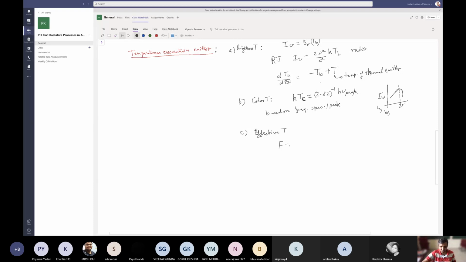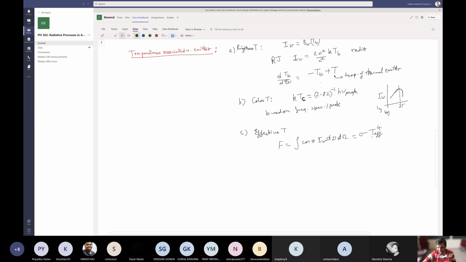So flux is equal to the integral of I_nu cos theta d nu d omega. This is just the standard definition of flux. This is equal to sigma T effective to the 4.